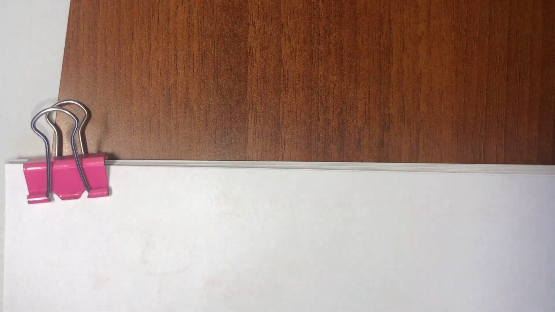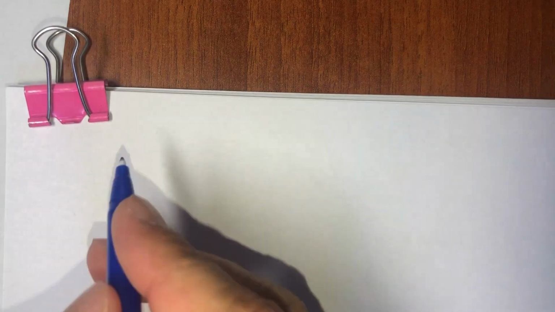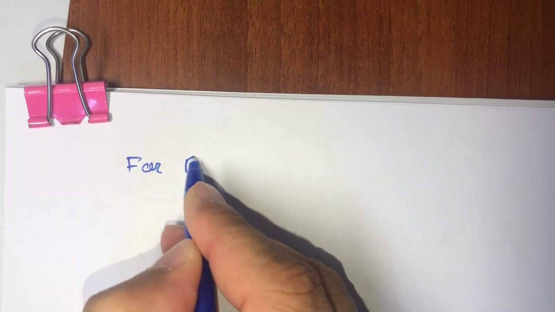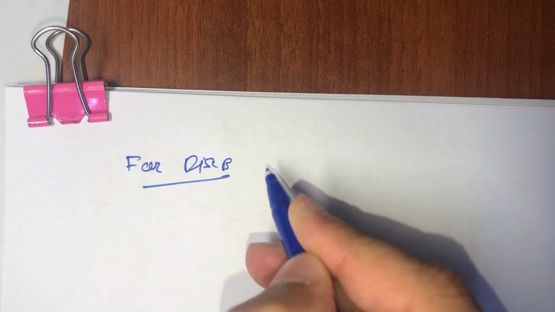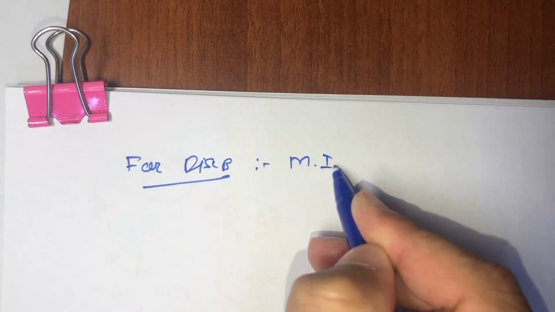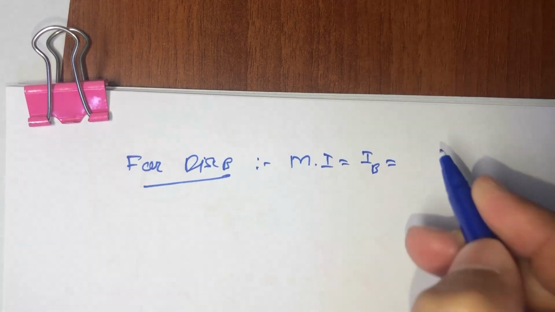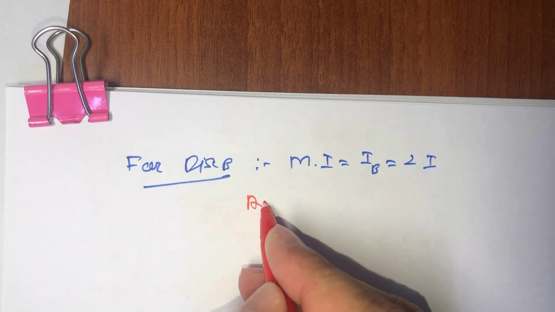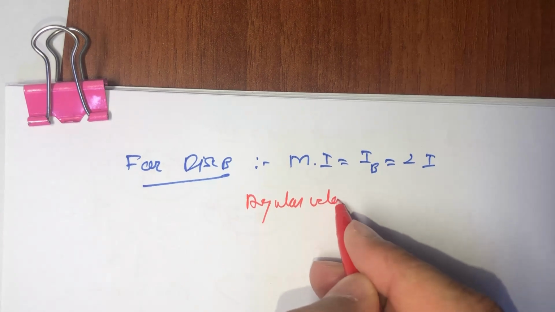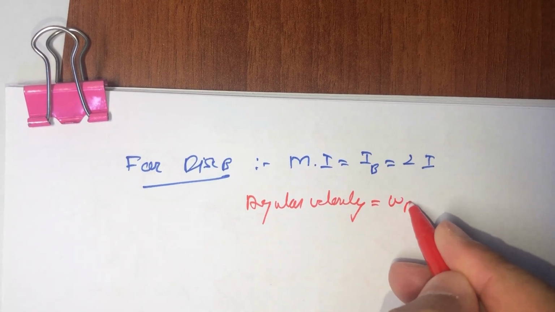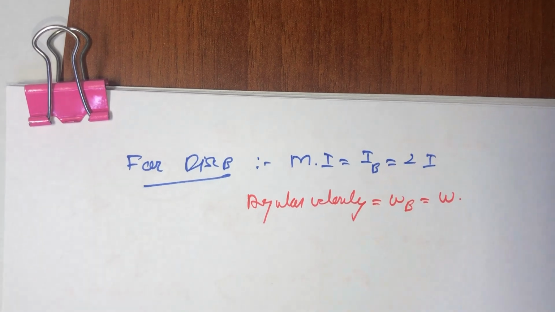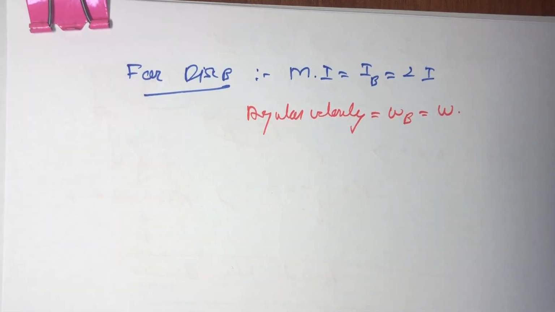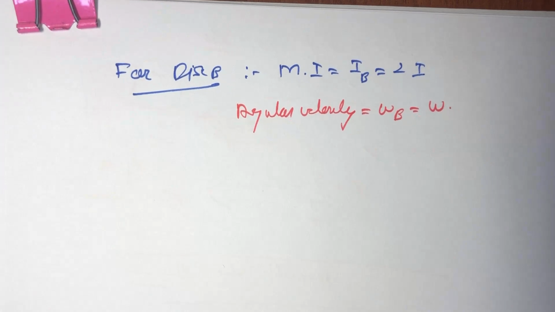Similarly, we can say for disk B, its moment of inertia, let us suppose, is given as IB, and IB is 2I, and we have angular velocity, let us suppose, given as omega B, and this is equal to omega. So once again, energy imparted by the spring to disk B is equal to kinetic energy of disk B.